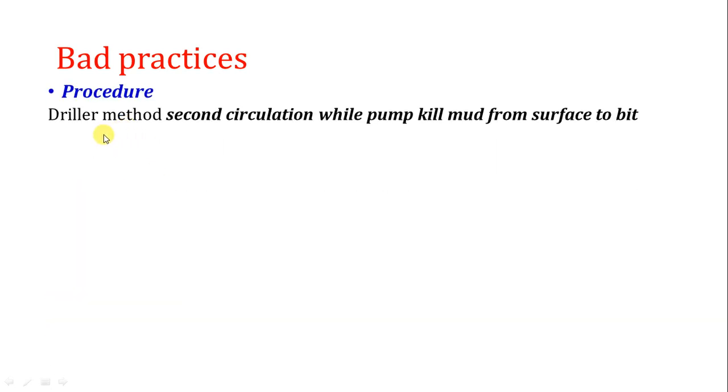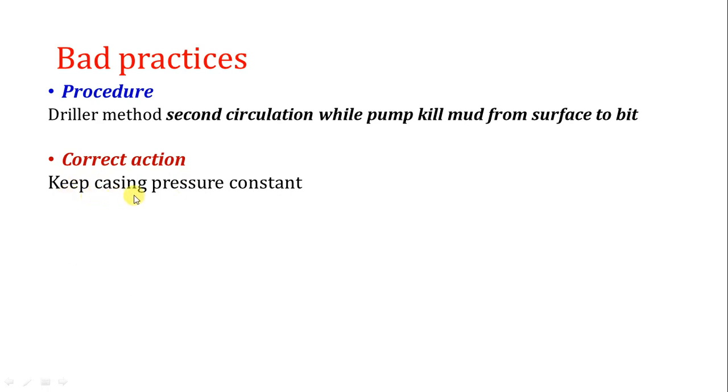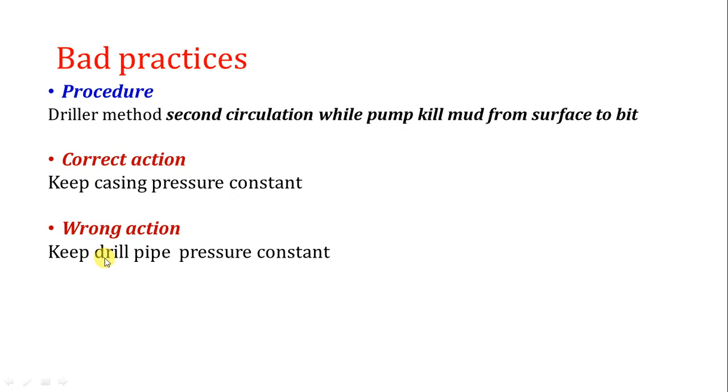Number three, the driller method, second circulation, while pumping kill mud from surface to the bit. At this type, you have to keep the casing pressure constant. The correct action is to keep casing pressure constant. But what is wrong is to keep the drill pipe pressure constant. If you kept the drill pipe pressure constant in the second circulation, if you pump kill mud weight, the drill pipe pressure will decrease.